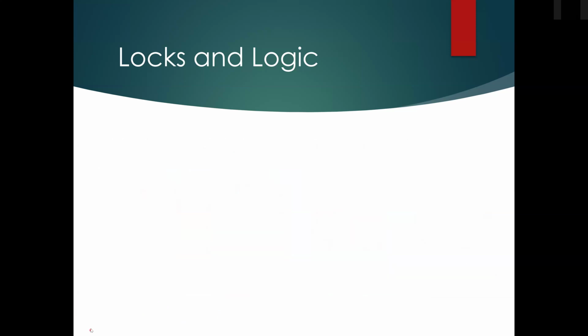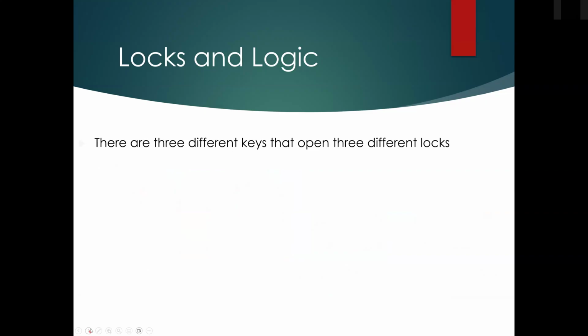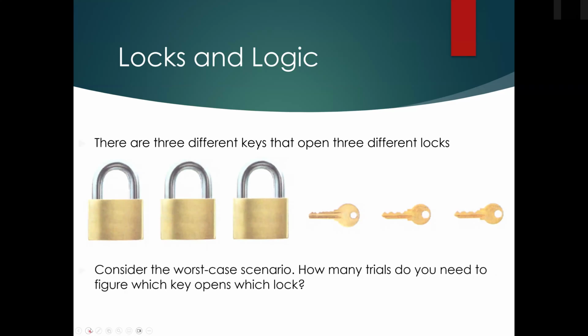Okay, great. This next problem is going to be similar, but I would say considerably more complicated, but I think it's a good thing to go over. It's the same problem as last time, except there are 3 different keys that open 3 different locks. So here's our visual. Consider the worst case scenario. How many trials do you need to figure out which key opens which lock?